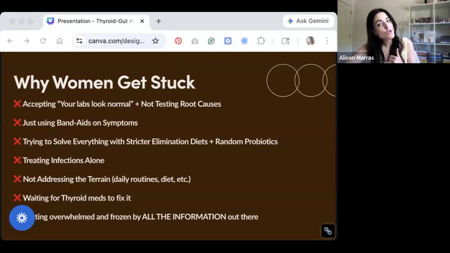Waiting for thyroid meds to fix it. I wish it were that simple. And we are all for thyroid meds for the right people, as they can really help when appropriate, but without the body healing root causes, it's just another Band-Aid. Synthroid is the most commonly prescribed drug, and people still feel so crummy.